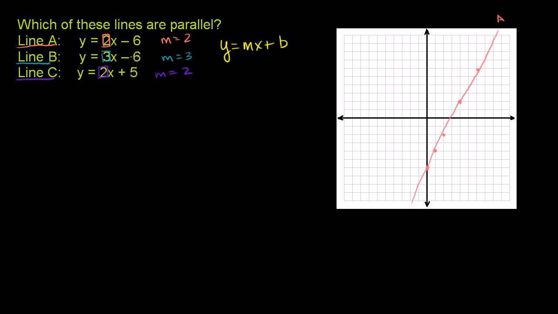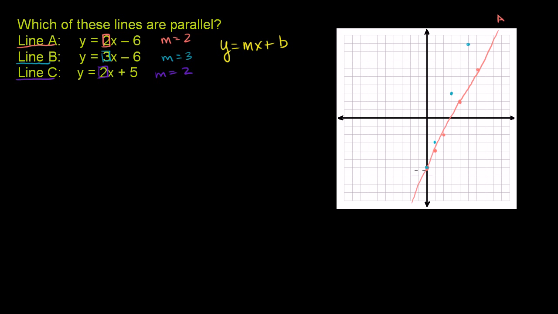Now let's do line B. Line B, the y-intercept is -6, 0, -6. So it has the same y-intercept, but its slope is 3. So if x goes up by 1, y will go up by 3. If x goes up by 2, y is going to go up by 6. 2, 4, 6.